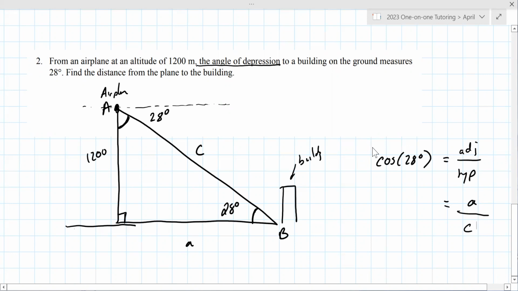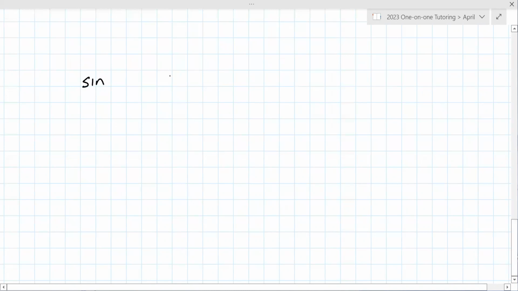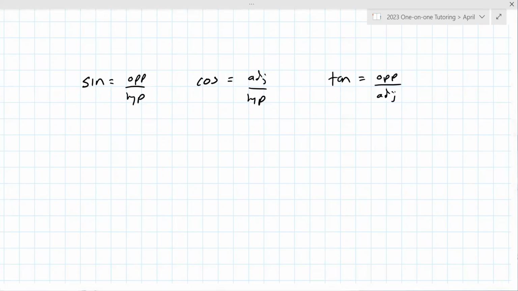Okay, let's try it. Real quick here, let's review. We know sine, cosine, and tangent. You have to know the three of these. Sine is opposite over hypotenuse. Cosine is adjacent over hypotenuse. Tangent is opposite over adjacent. Okay. So we'd use tangent then? Yes.